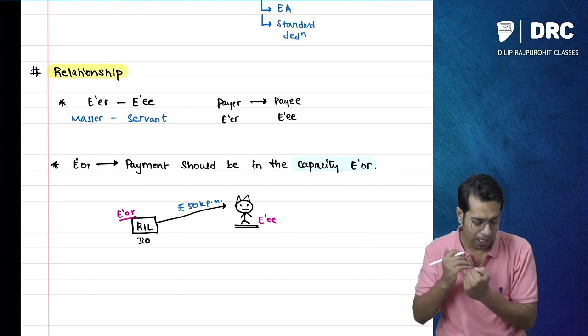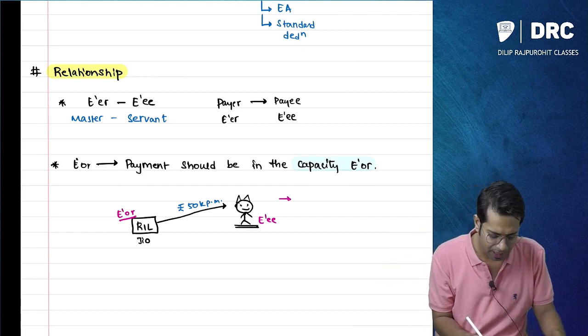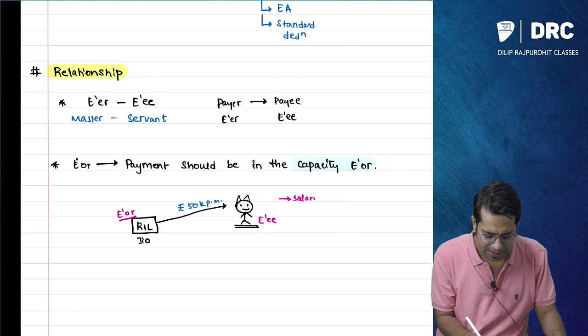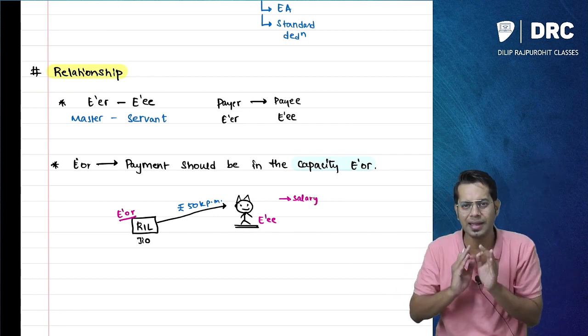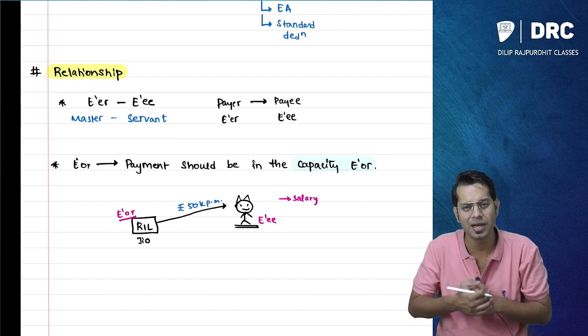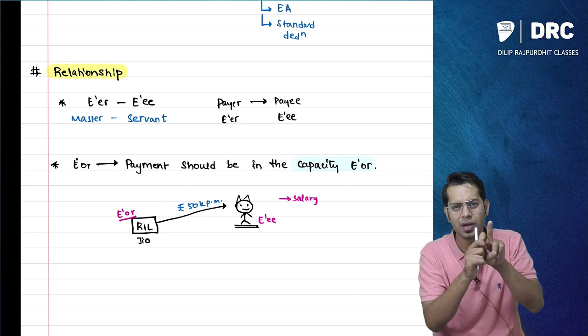Now what are they paying me? They are paying me a salary, correct? This salary paid by Reliance Industries to Dilip is taxable under the head salary. Why, sir? Two points. One, there should be a relationship of employer and employee.